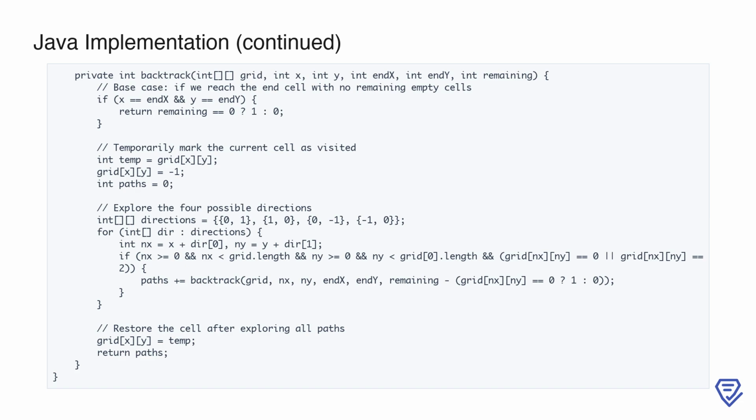Then, we initialize a variable to track the number of valid paths and define the 4 possible movement directions: right, down, left, and up. For each direction, we calculate the new coordinates and check if the move stays within bounds and leads to either an empty cell or the endpoint. If valid, we recursively explore from the next cell, decrementing the count of remaining empty cells if the next cell is an empty one. After exploring all paths, we restore the current cell to its original value to backtrack properly. Finally, we return the total number of paths found from this recursive call.